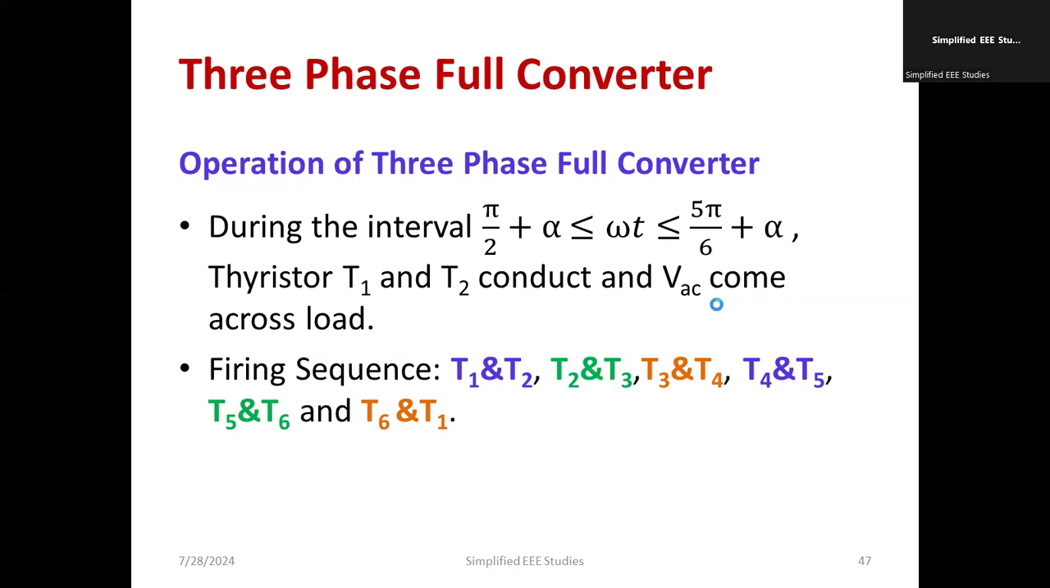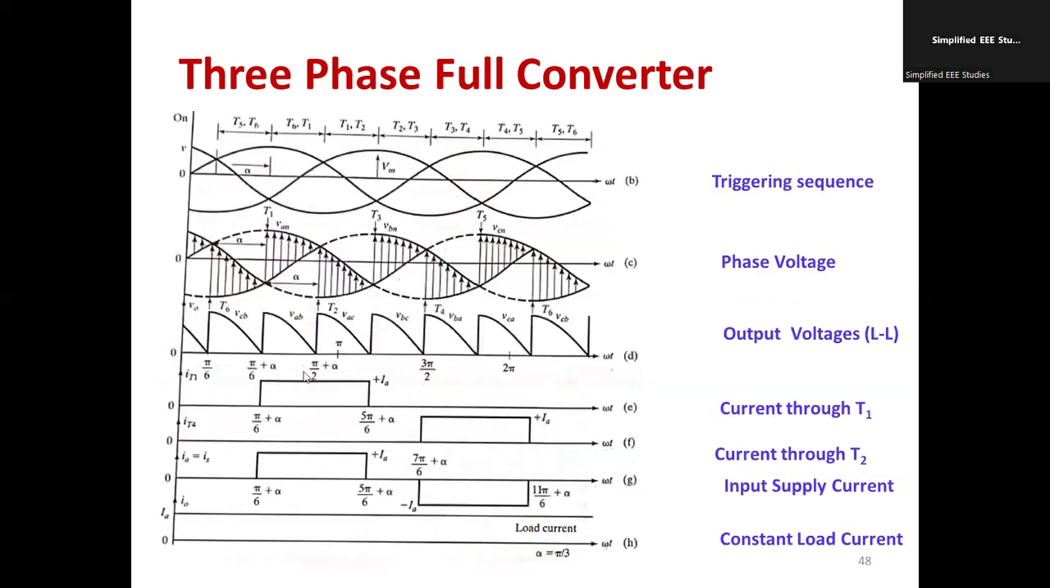So you remember that particular firing angle and how the sequence will be activated. The firing sequence will be in this fashion: T1, T2, T2, T3, T3, T4, T4, T5, T5, T6, ultimately T6, T1. The cycle repeats. Here you can see the waveforms of the three-phase converter.